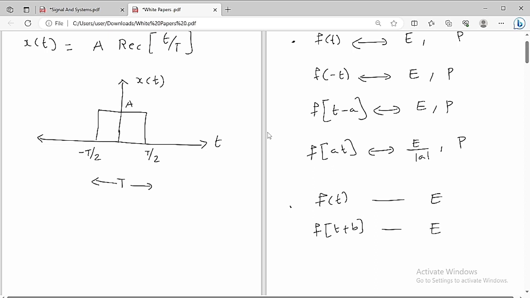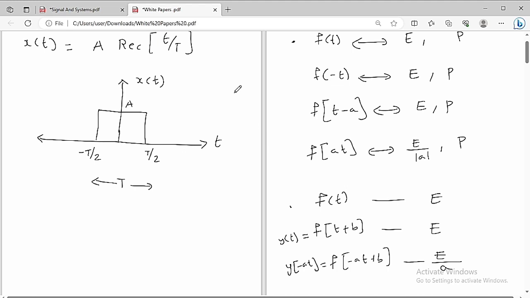So now you are doing the time scaling of the signal. So this is f of minus at, where you are scaling by minus A. So f of minus at plus b means you are doing the time scaling. The energy is E by modulus of minus A. Modulus of minus A is equal to A. So E by A is the energy.